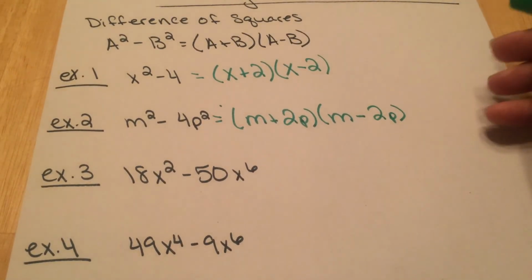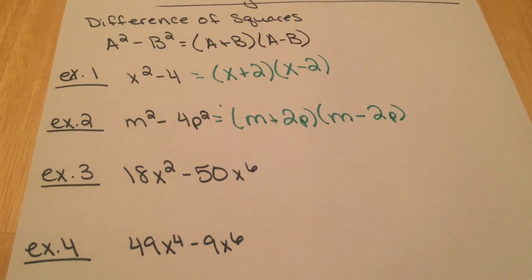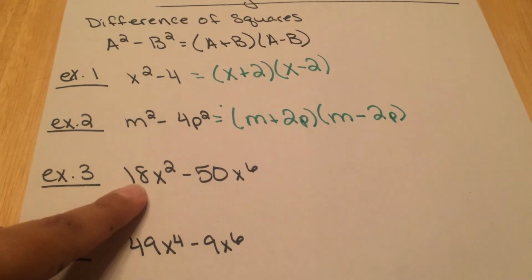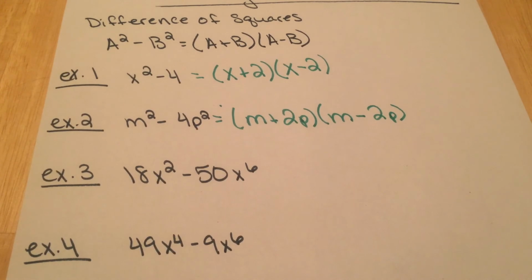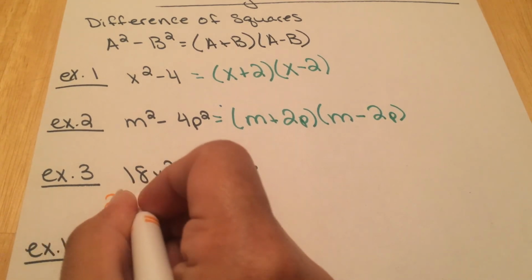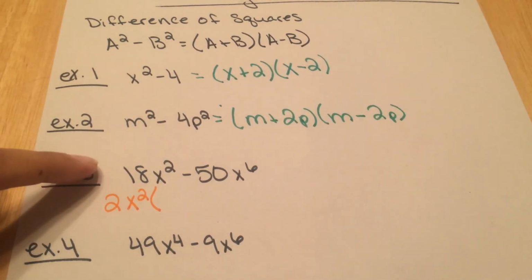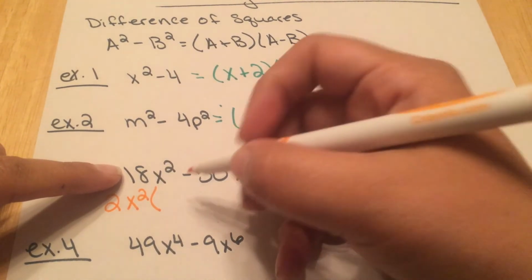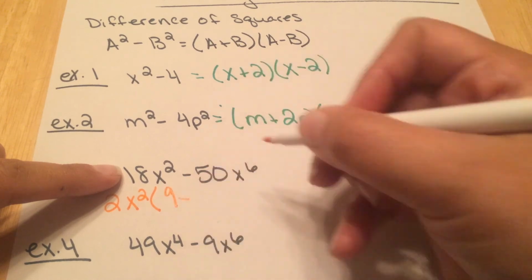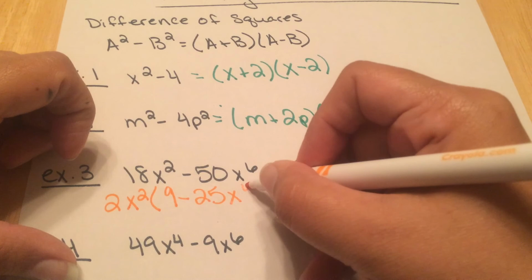Uh-oh, you know what I've been forgetting to do? That's right, looking for a GCF. So here's where we're going to look for it. Do I have something in common between 18x squared and 50x to the 6th power? Yes, I do. Hopefully, we can tell that we have a 2x squared as their GCF. I always forget to do that, so make sure you check that whenever you're working with polynomials. So that's going to leave us with 9 minus 25x to the 4th.